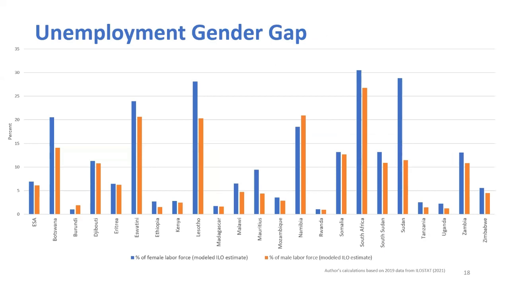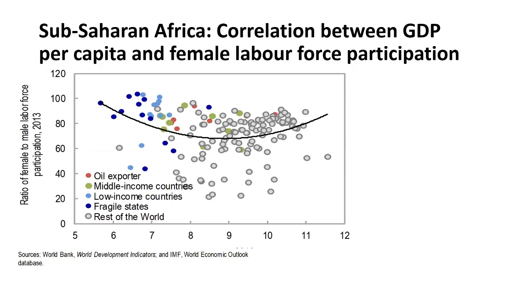When we have a quick look at the employment gender gap, we see that women face higher unemployment compared to men. And this is the general trend, even if in some countries the male unemployment rate is higher. In the sub-Saharan region, there is a correlation between GDP per capita and female labor force participation. So here we have Africa comprised of the oil exporters, mainly fragile states, low-income countries, middle-income countries. And we see the rest of the world in the gray area.